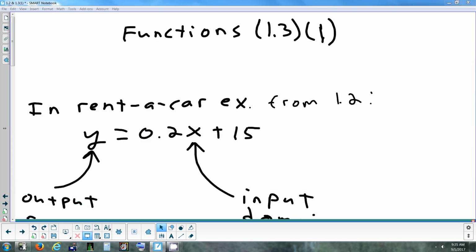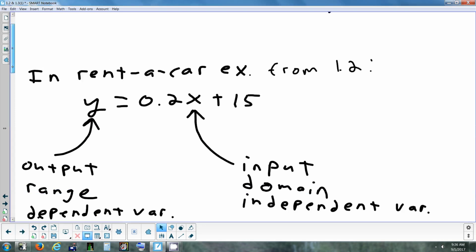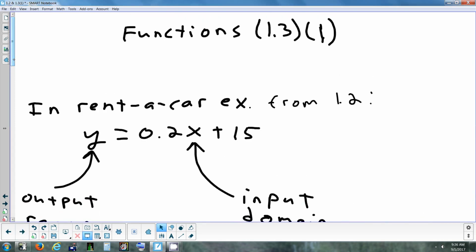So in that rent-a-car example we did, the very first problem about paying 20 cents a mile and $15 to rent a car, I called x and y independent and dependent variables, which is what they're called. But there's also other names for x's and y's. And a lot of times we use some of these names when we start talking about functions.